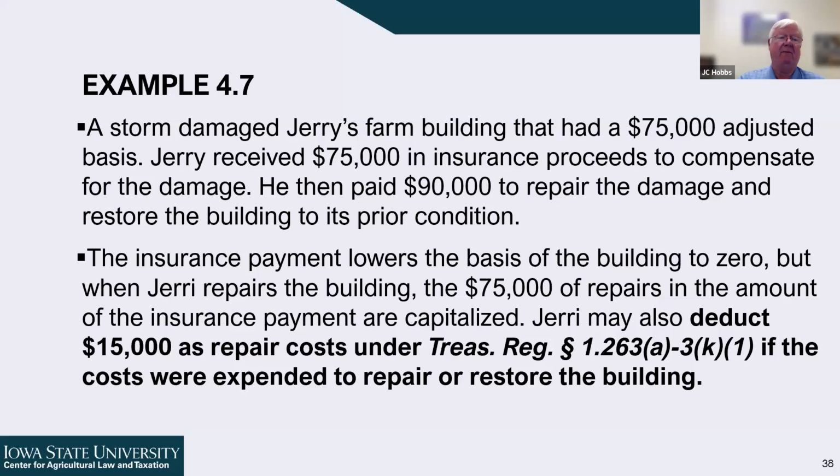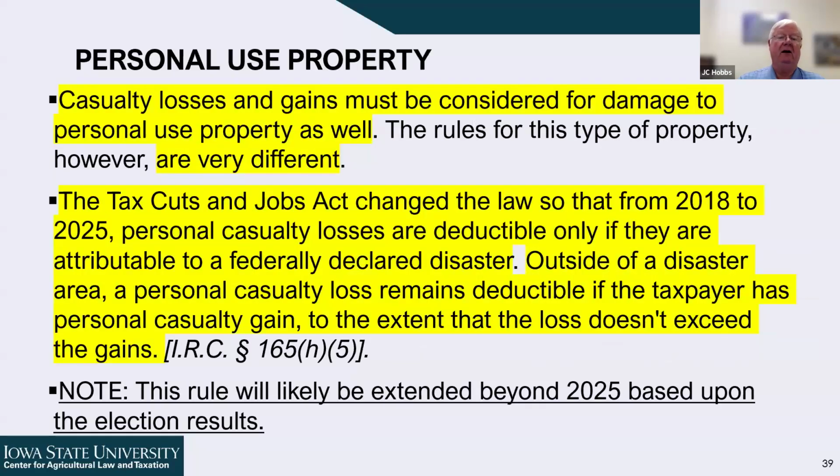Like I said, this is kind of complex stuff, but this explains what you need to do. Now, personal use property: personal home, personal residence, cars that are not used in the business in any way, shape, or form, other vehicles. For casualty loss on personal property, the rules are very different. It goes back to the Tax Cuts and Jobs Act, which changed the law for 2018 through 2025.